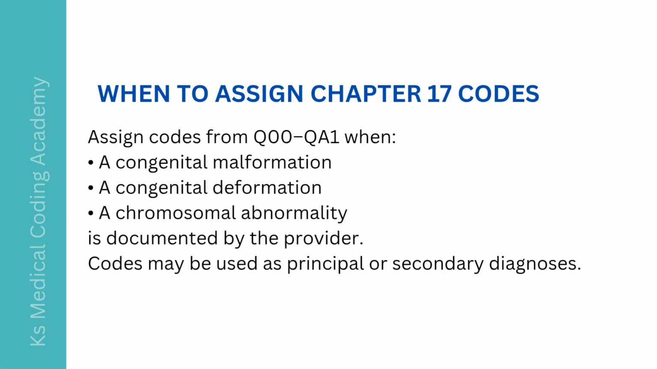When to assign Chapter 17 codes. Assign a code from categories Q00 through QA1 whenever a provider documents a congenital malformation, congenital deformation, or chromosomal abnormality. These codes may be assigned as either a principal diagnosis or a secondary diagnosis, depending on the reason for the encounter.